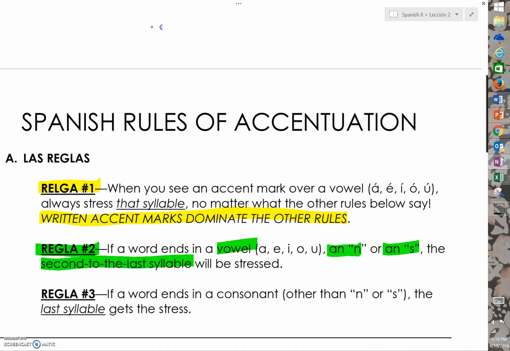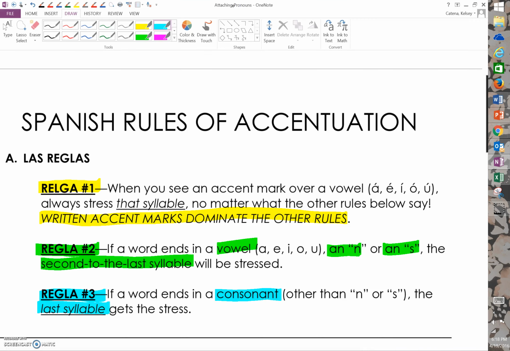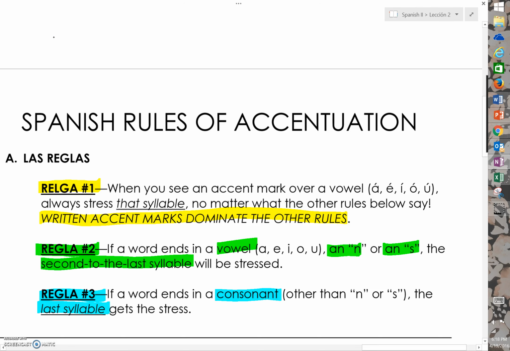Rule number 3 says if a word ends in a consonant other than N or S, the last syllable gets the stress. We are going to continue to talk about rules of accentuation and identifying where accents and stress fall in words tomorrow in class. By the end of this video, you should be able to identify where the stress falls in Spanish words.